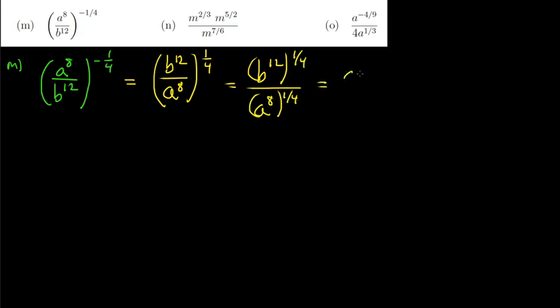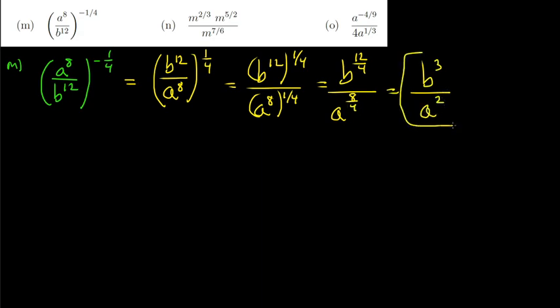And then by the rules of exponents, this will be b to the 12 divided by 4, and a to the power 8 divided by 4. So 12 over 4 is 3, so b to the 3. 8 over 4 is 2, so a to the 2. Right. So b cubed over a squared. So that's part m.